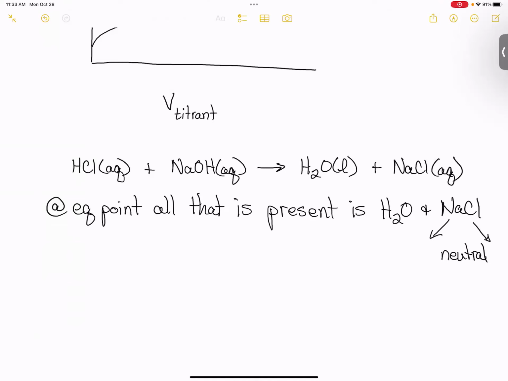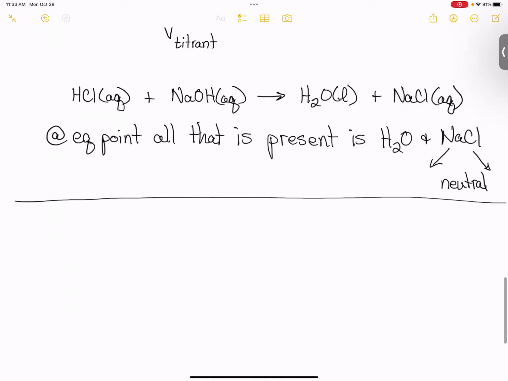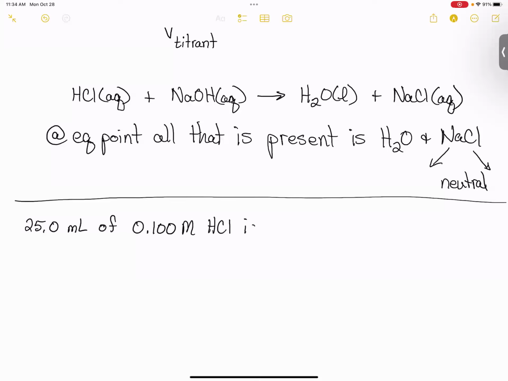Okay, I'm a firm believer in doing an example to illustrate, and we're only going to get it started today. 25.0 milliliters of 0.100 molar hydrochloric acid is titrated with 0.200 molar sodium hydroxide.